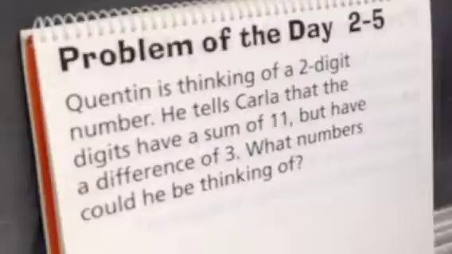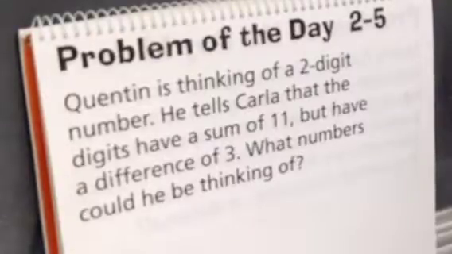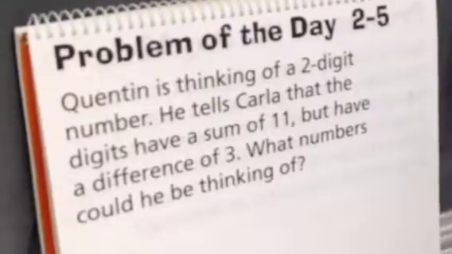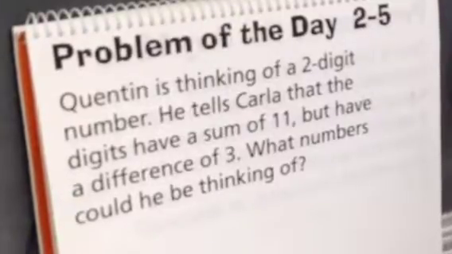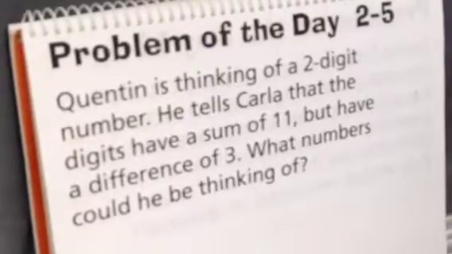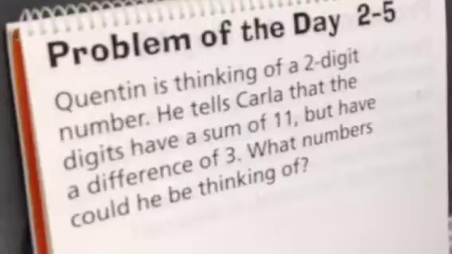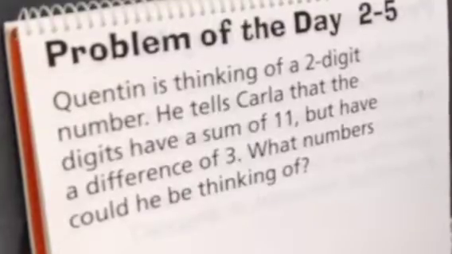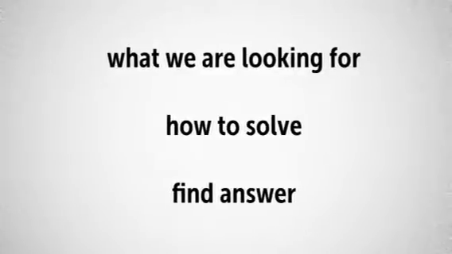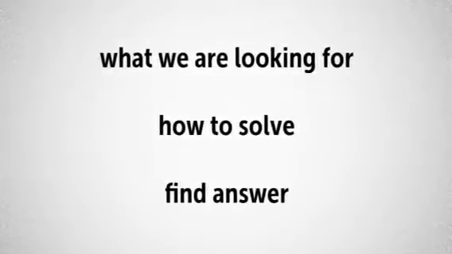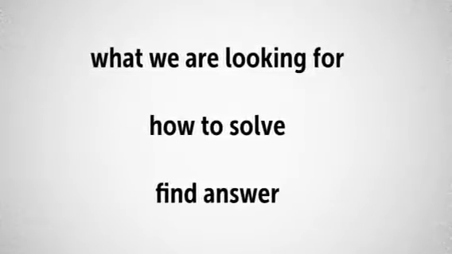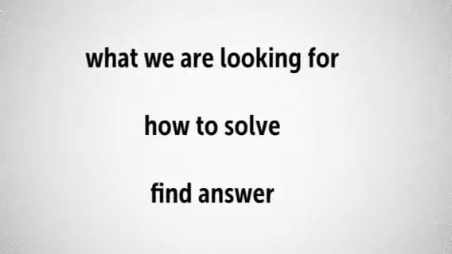In this problem of the day, students will have to come up with an equation that will help them find the answer. They will have to figure out what number Quentin is thinking about, and we know that it is a 2-digit equation and that it equals 11, so they need to find x. When students have found the answer to the problem of the day, as a class, we will go over what we are looking for, how to solve, and how we came up with the answer. This is called math talk.